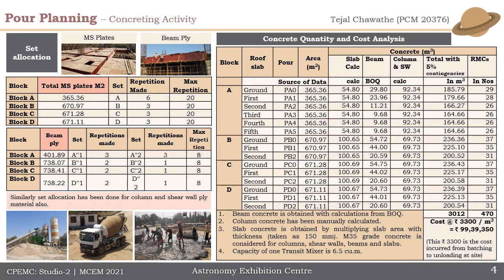Furthermore, the concreting activity has been studied, where the concrete quantity and cost analysis is done. The slab and column quantity was calculated and the beam quantity was found out using BOQ, and here we can see the total cost that it comes to around 99 lakhs 39,000. It was also seen that the RMCs that would be required for the activity were sufficient.